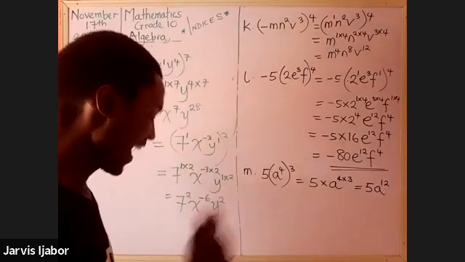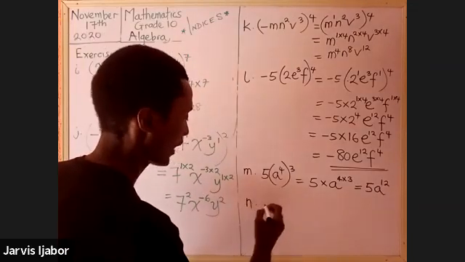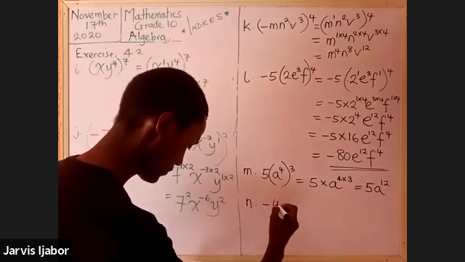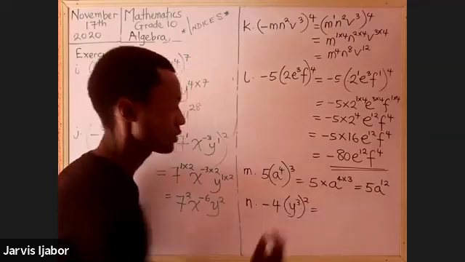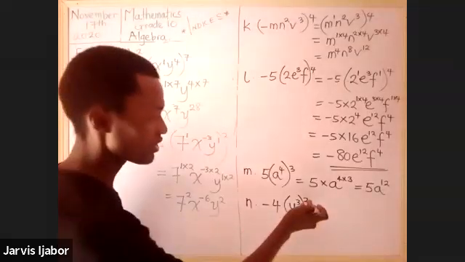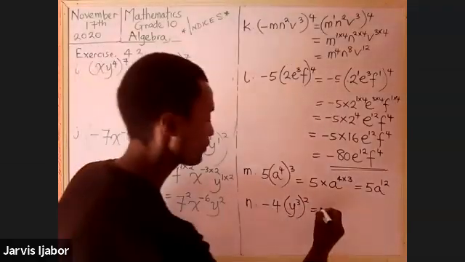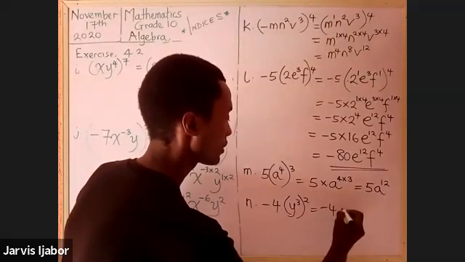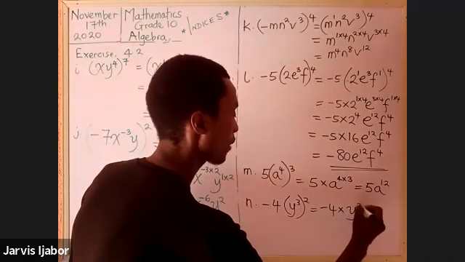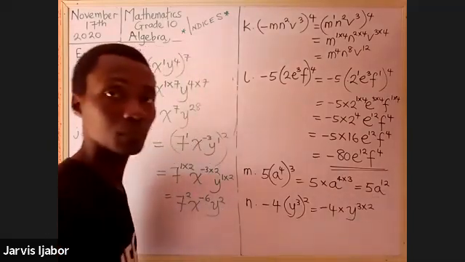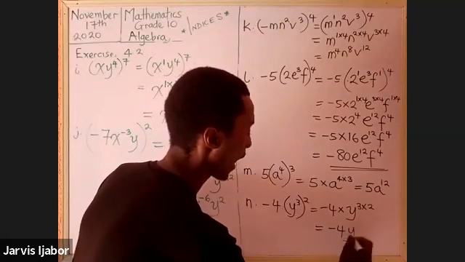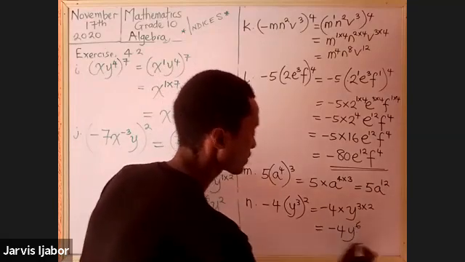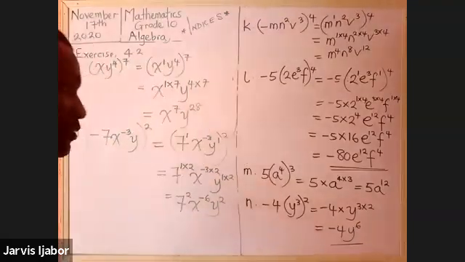The next one is n. And that is negative 4 into y raised to the power of 3, raised to the power of 2. The same setup. This is not affecting this. So you're going to have negative 4 times y raised to the power of 3 times 2. And what does that give you? That will give you negative 4y to the power of what? 6. I've seen that. So that's how it is being solved.